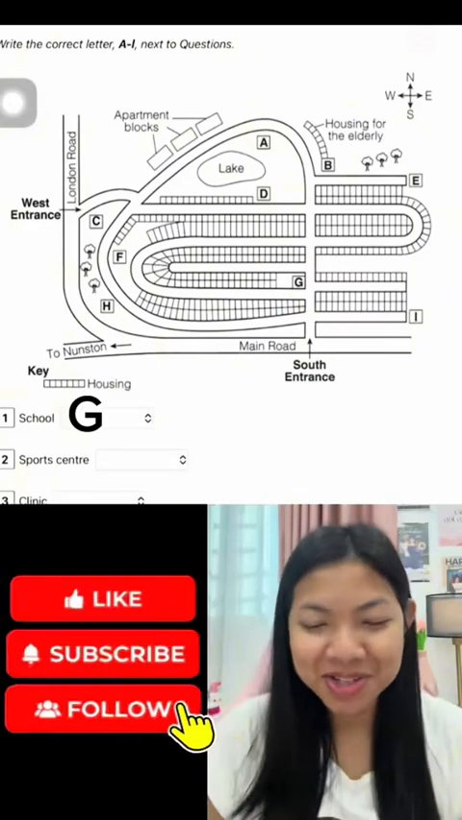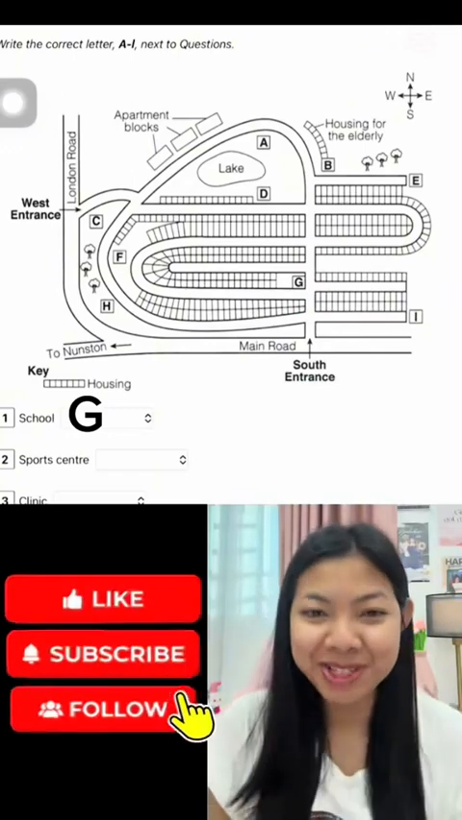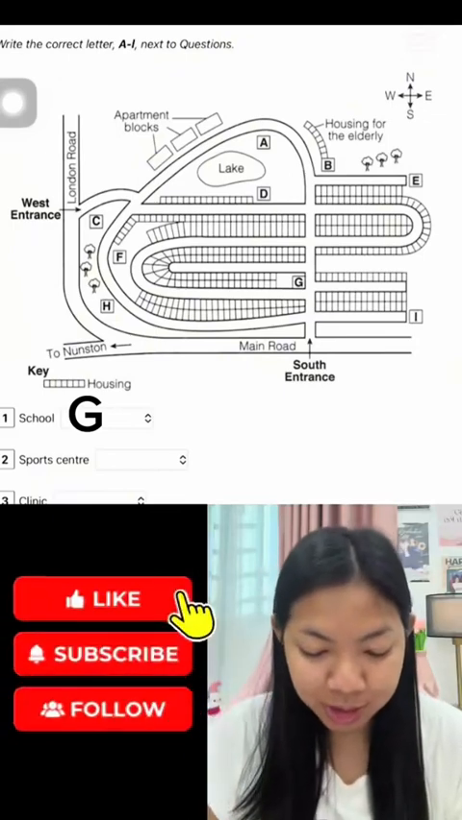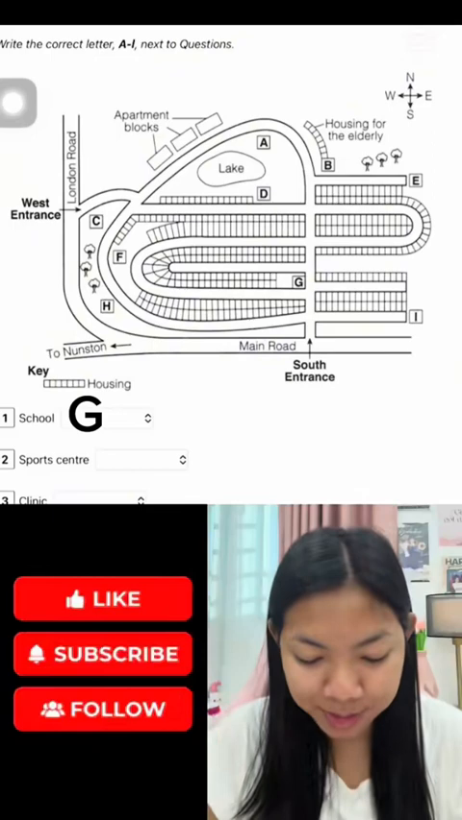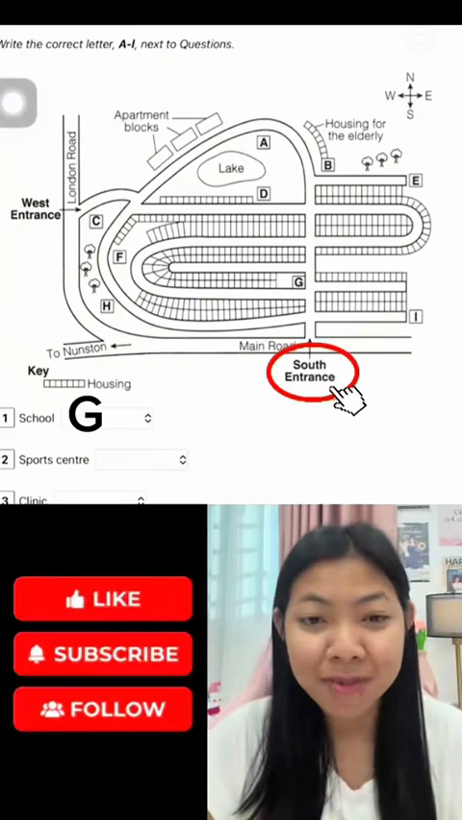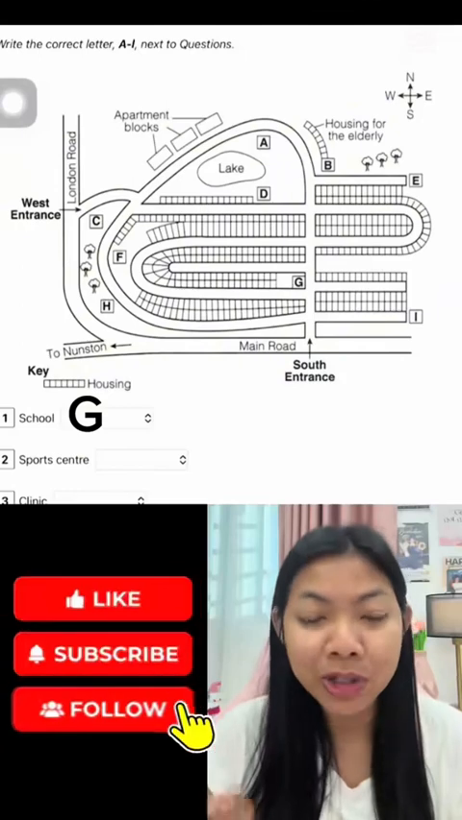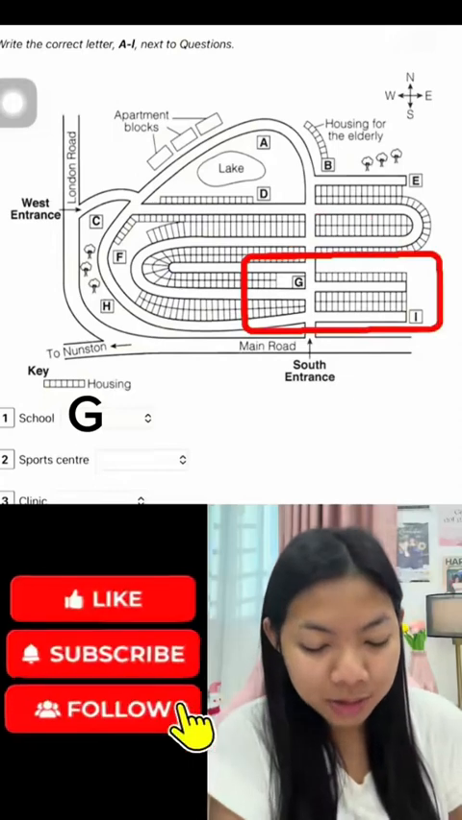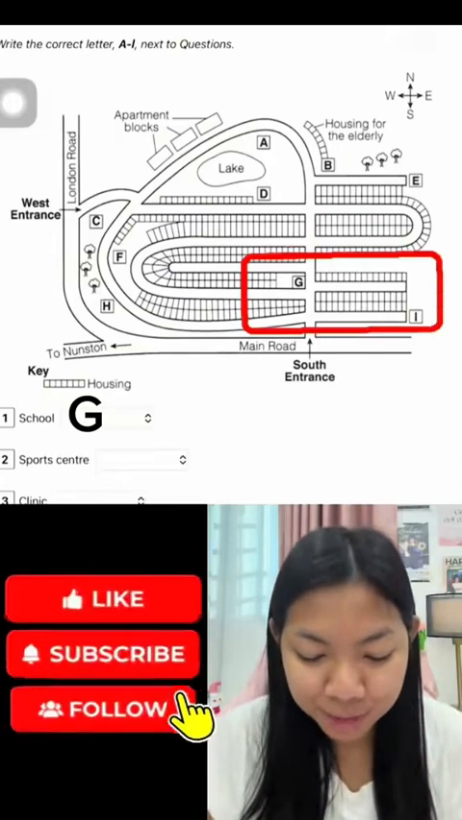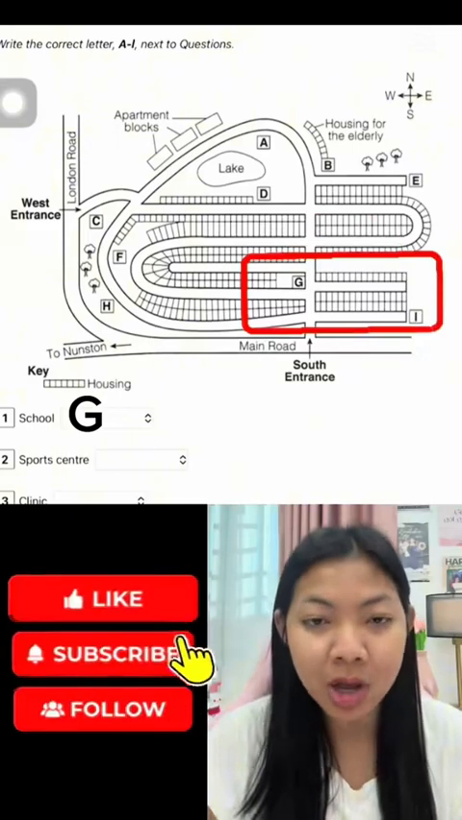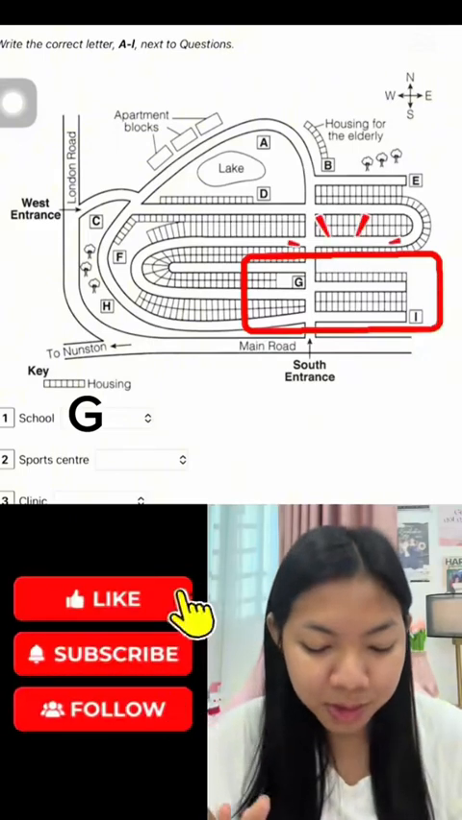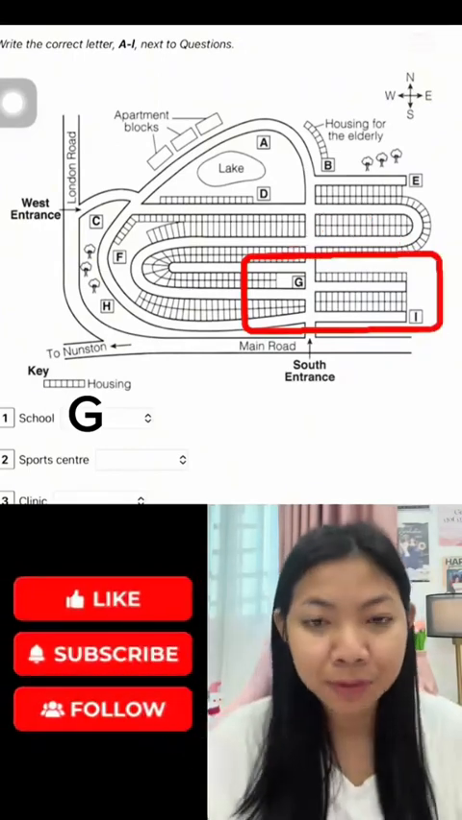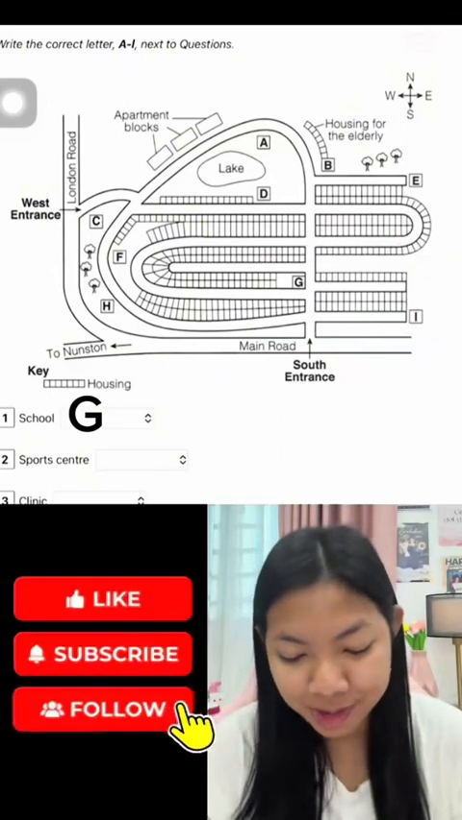All right, so as you can see here, the answer for this one is letter G. How do I know that? As you can hear in the audio earlier, the speaker mentioned that we will start from the south entrance, and then you see the main road. And there are only 2 possible answers in this case. It's either I or letter G. The reason that I choose G is that if it were I, the speaker must have mentioned that it's on the first turn. But in here, the speaker mentioned that it's on the second turn and it's on the left-hand side. Therefore, the answer for this one is letter G, not letter I.